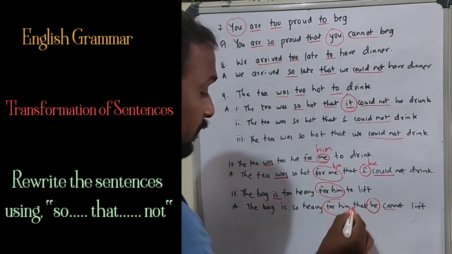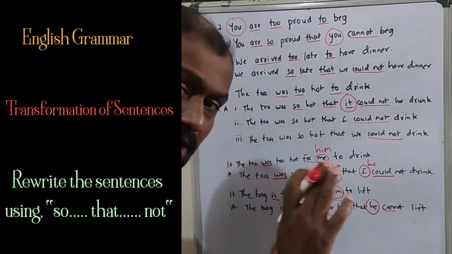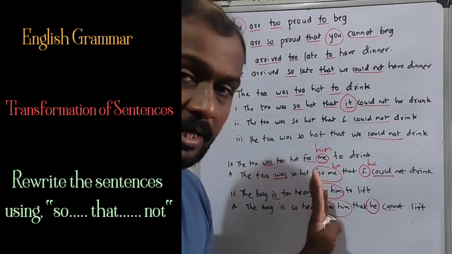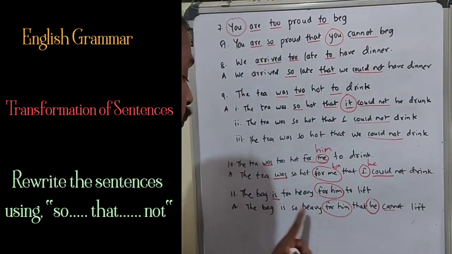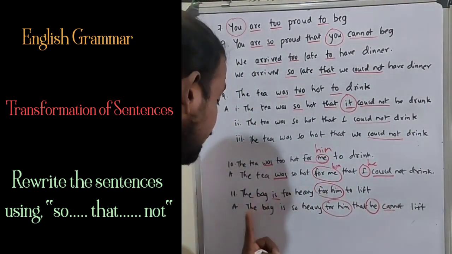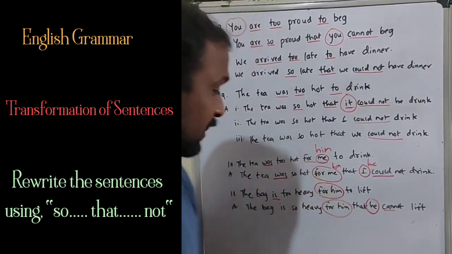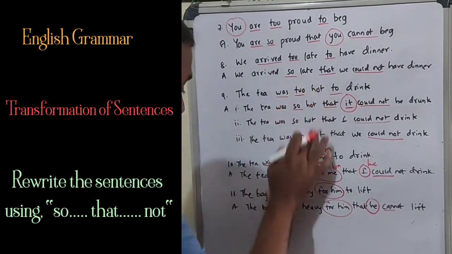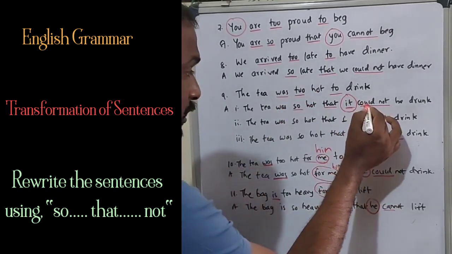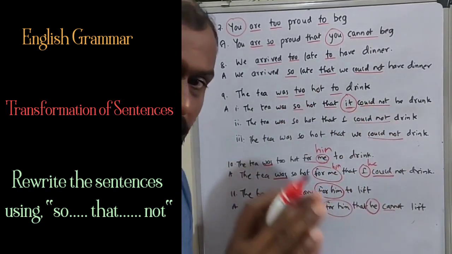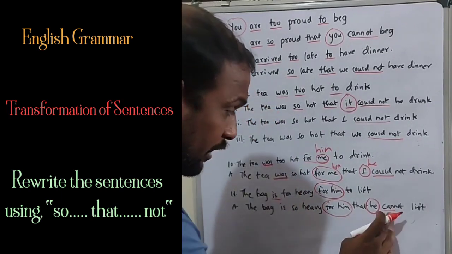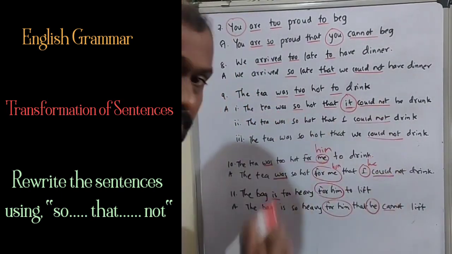You can omit this one if you want. In the question let it be, whereas in the answer you can omit this. The bag is so heavy for him that he cannot lift. Or you can write: the bag is so heavy that he cannot lift. See, in these three cases, I have not changed this "could" and "can." I told you, in case of present tenses use "cannot," in case of past tenses use "could not."